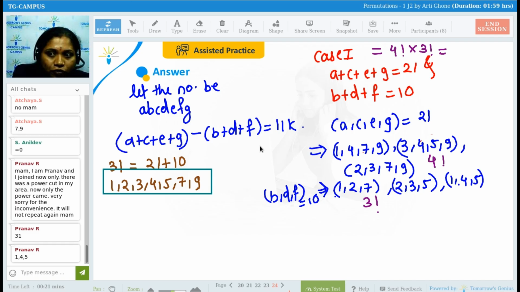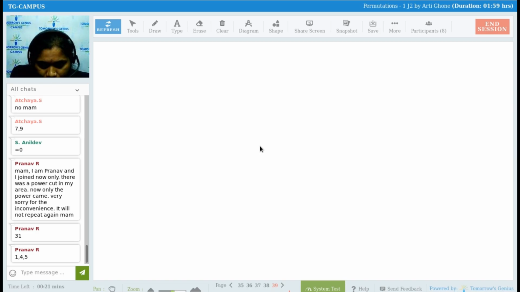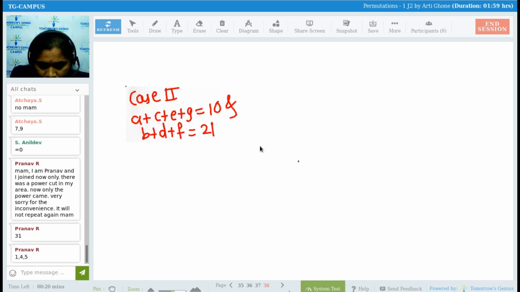So what is the total solution? 4 factorial into 3 factorial. What is the answer of 4 factorial into 3 factorial? Do it. Okay, now we are left with case 2. ACEG is equal to 10 and BDF is equal to 21. You will guess the answer for this later on, how we have done for case 1.